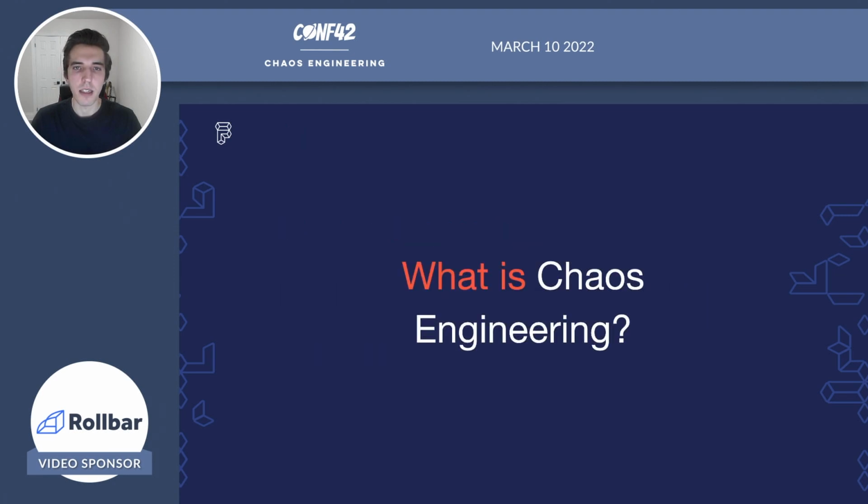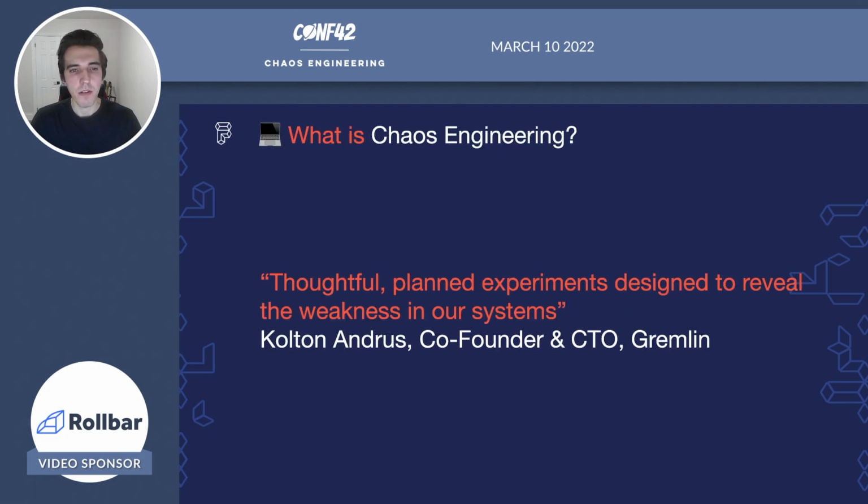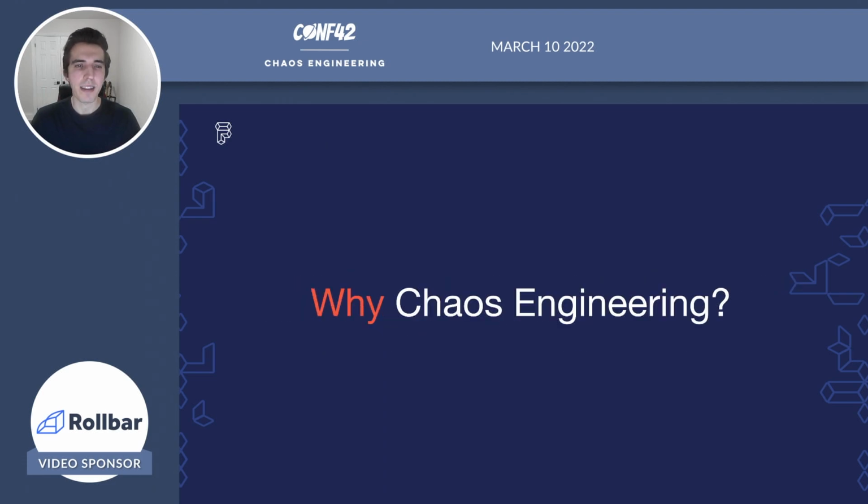So what exactly is chaos engineering? The best definition of chaos engineering I've come across is from Colton Andrus, co-founder and CTO of Gremlin, who defines chaos engineering as thoughtful, planned experiments designed to reveal the weakness in our systems. The main attraction of chaos engineering for me is the idea to simply break the system and see what happens, which is a far cry from the traditional keep everything running at all times and at all costs type thinking and mentality. With that said, why would you want to use chaos engineering?